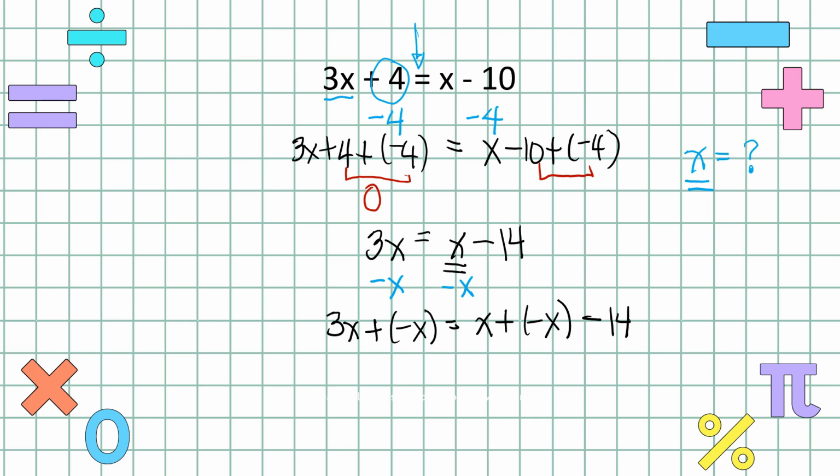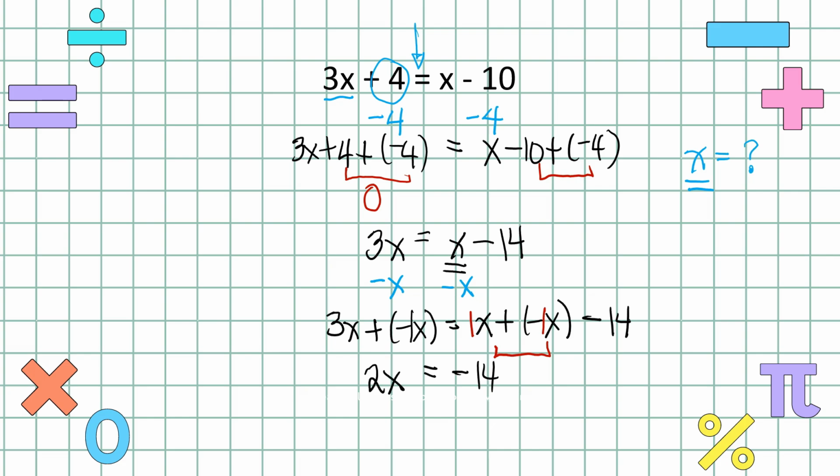Now here, we can remove the x and the negative x since their coefficients are 1 and negative 1, so they will cancel out each other. And as for 3x plus negative 1x, there's an imaginary negative 1 here. So we'll have 2x left, equal to negative 14.